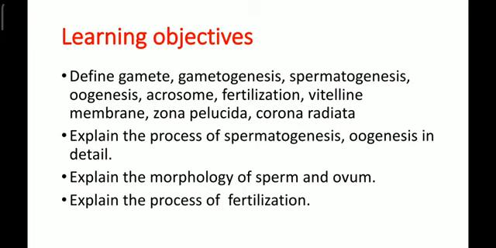Learning objectives. After completing today's session, the student will be able to define gametogenesis, spermatogenesis, oogenesis, acrosome, fertilization, vitelline membrane, zona pellucida, and corona radiata. You can explain the process of spermatogenesis and oogenesis in detail, explain the morphology of sperm and ovum, and explain the process of fertilization.